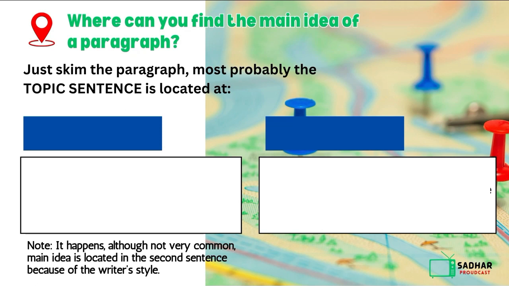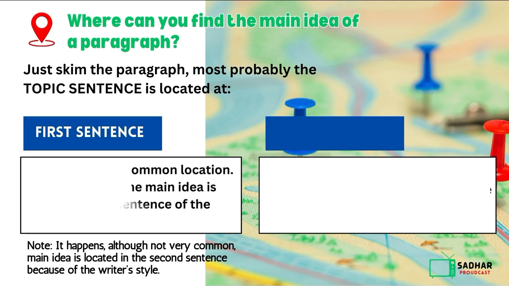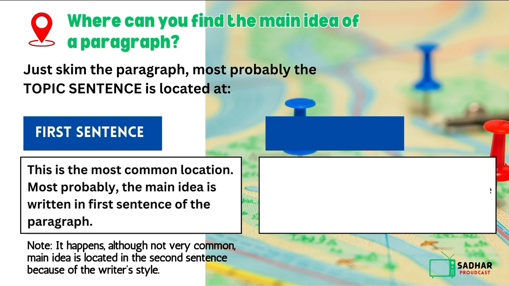Now, where can you find the main idea of a paragraph? You just skim the paragraph. Most probably, the topic sentence is located in the first sentence. This is the most common location. Note, it happens, although not very common, that the main idea is located in the second sentence because of the writer's style. But normally, it is located in the first sentence.